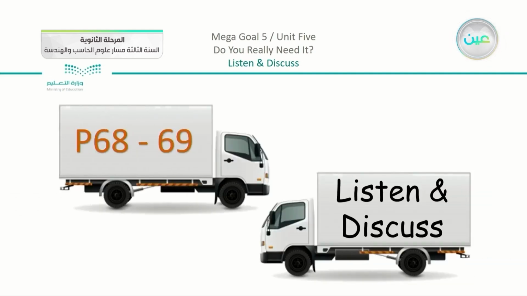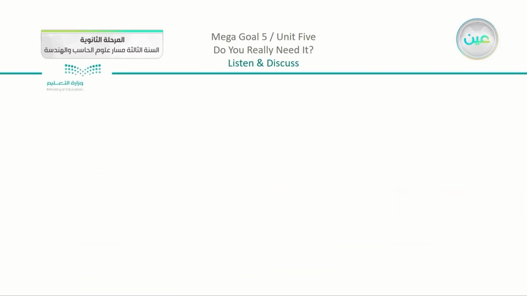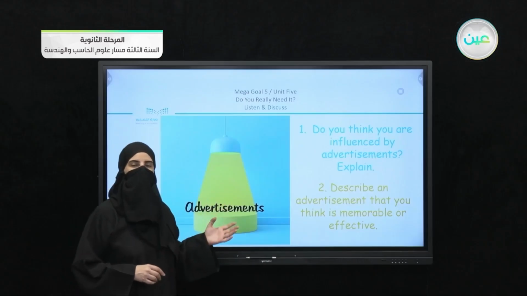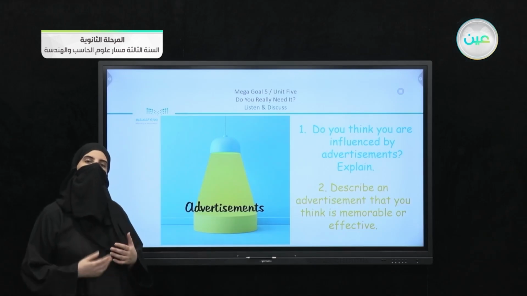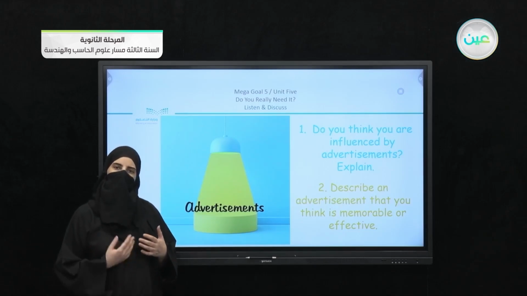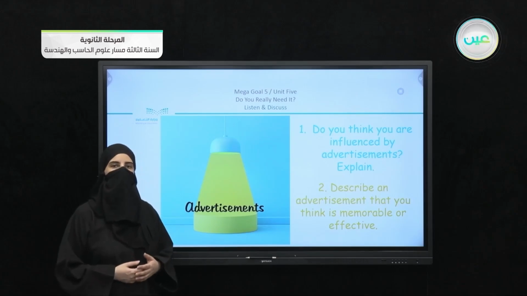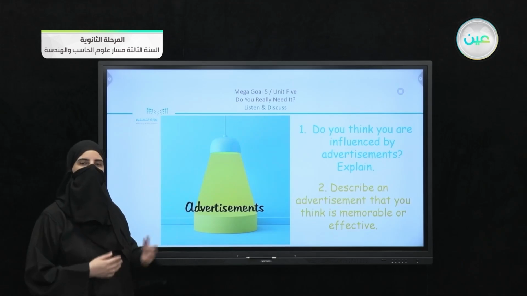Now, we started with the lesson, which is the listen and discuss lesson that we have here on pages 68 and 69. Now, we have some questions here. We discussed: do you think you are influenced by advertisement? And also there's a second question, which is to describe an advertisement that you think is memorable or effective. So these are two questions that we did discuss, and I asked you to think about the answers. While we are going on with our unit, you may have other answers, and you may think of different things to think about advertisements in general.